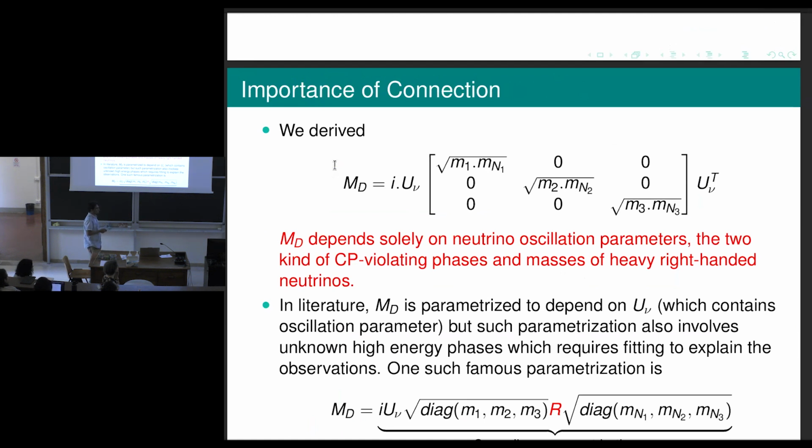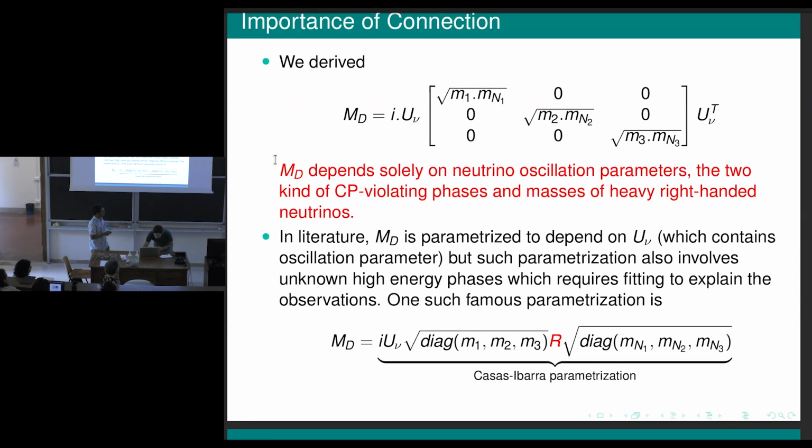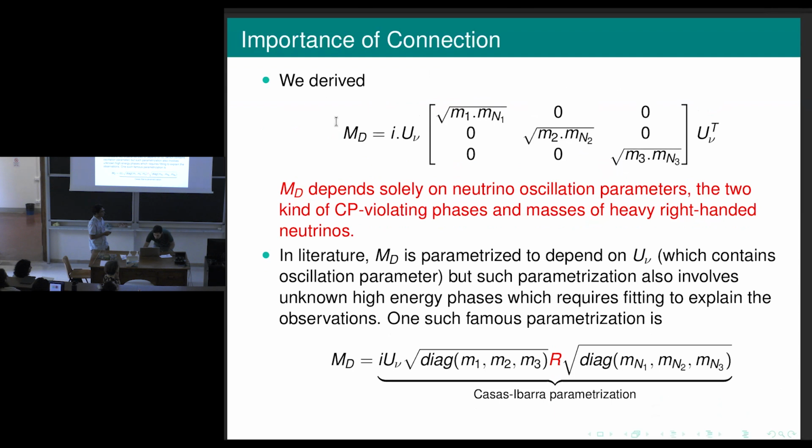But this is different from the literature. In the literature, we have various parameterizations of the MD. One parameterization is the Casas-Ibarra parameterization, and in that we have some additional degrees of freedom which come in this rotation matrix R. Here, you can see, without any additional parameter, we can relate high energy processes like asymmetry studies with the low energy parameter U nu. So here we don't need any kind of parameterization to derive the MD.